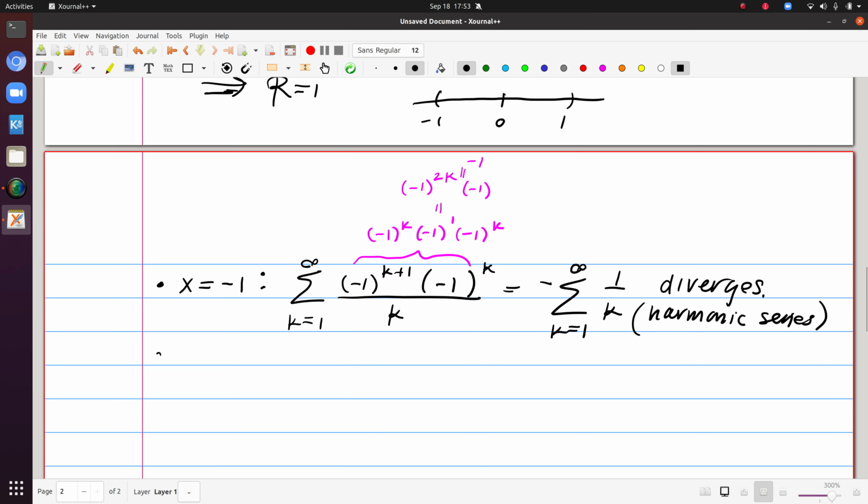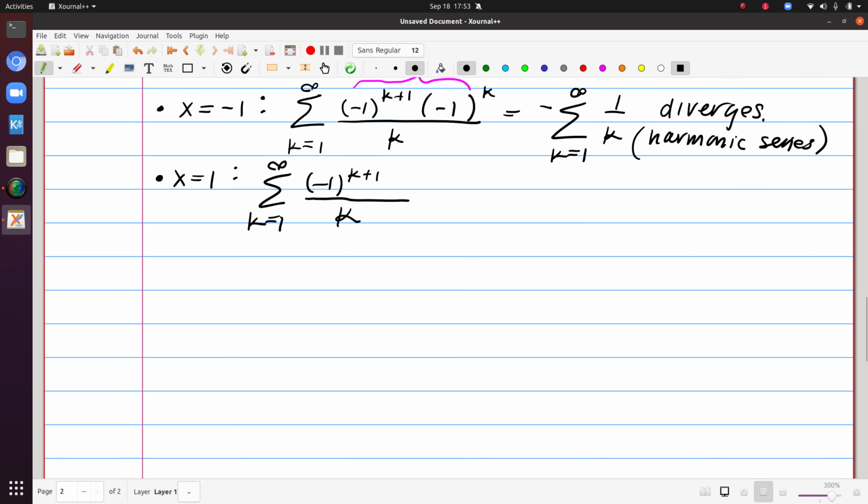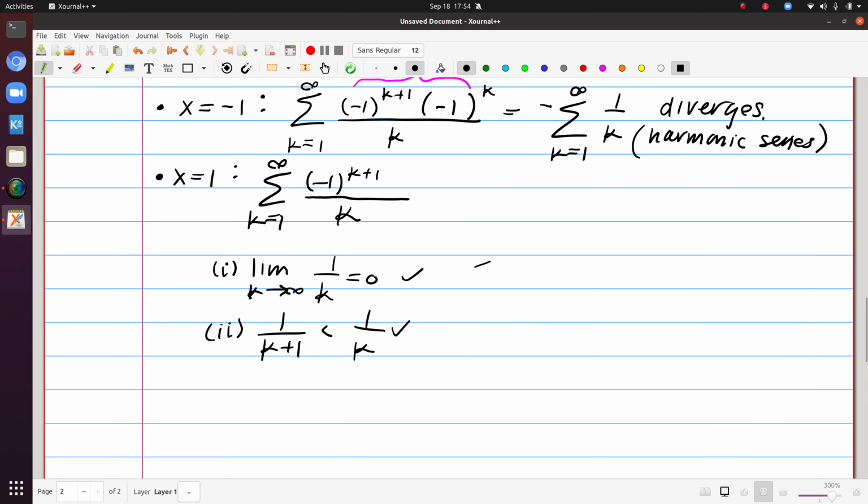When we look at x equals 1, go back to the original series and replace x with 1. 1 to the k is just 1, so I can leave that off altogether. Now this is an alternating series. We can check the conditions of the alternating series test: that 1 over k goes to 0, and that the terms are decreasing in size, which is true as 1 over k plus 1 is smaller than 1 over k. So this series converges by the alternating series test.